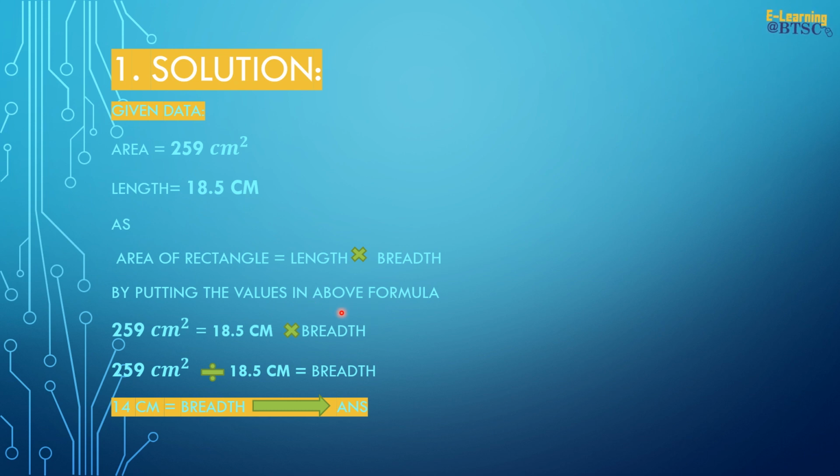Now we know that we want the value of breadth. Breadth is unknown. We will shift the known value, that is 18.5, to the other side. We will divide by 18.5 centimeters on both sides. Here we have divided 259 centimeters square by 18.5, and on the other side when we divide the right hand side by 18.5, we are left with only breadth. Now divide 259 centimeters square over 18.5 centimeters. We have the answer, 14 centimeters. That is the breadth of the given rectangle.